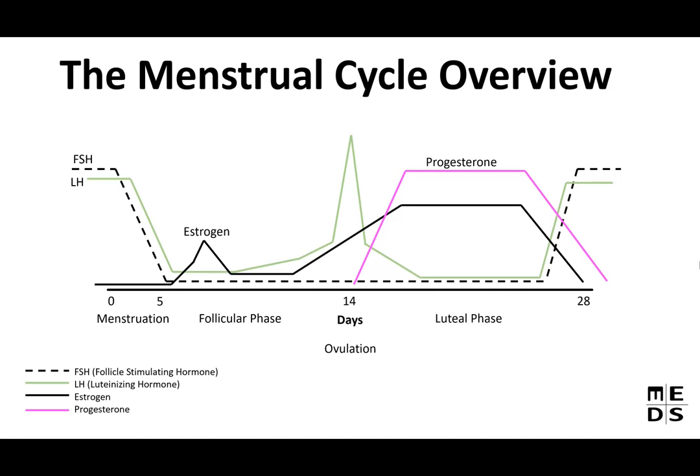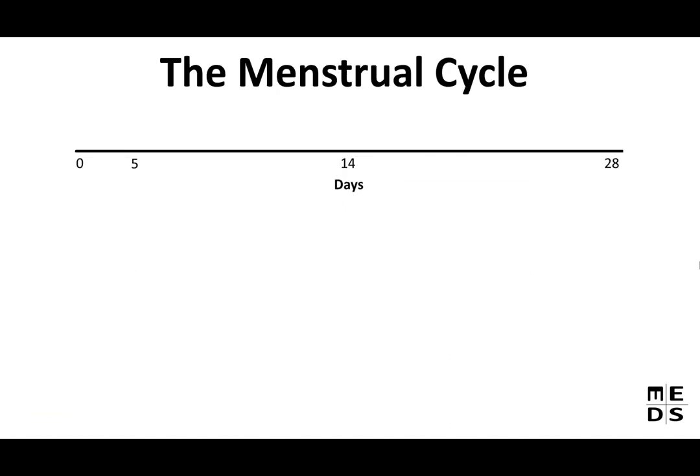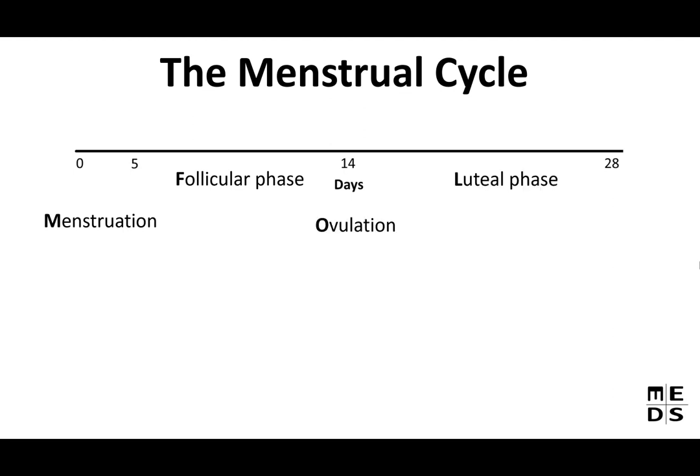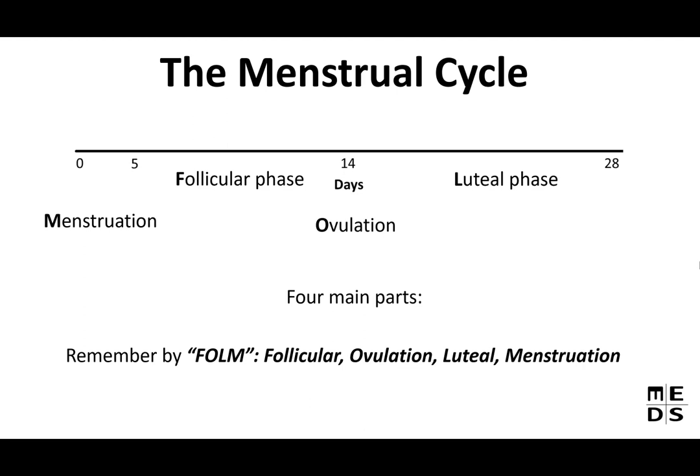So let's get going on the menstrual cycle. We're going to start here. So real quick, as I said with the FOLM mnemonic, there are the parts that are going to be inserted here in the menstrual cycle. The first is going to be menstruation, then the follicular phase, then you're going to have ovulation, and then you're going to have the luteal phase. Again, these are the four main parts.